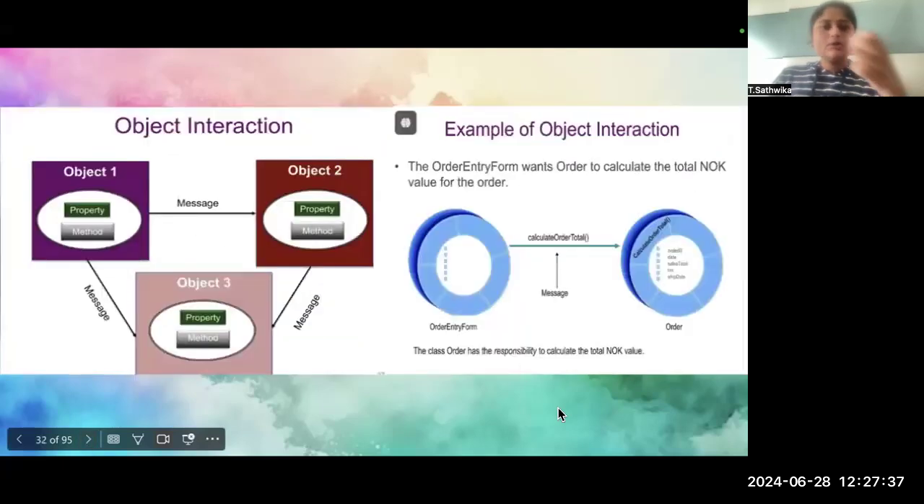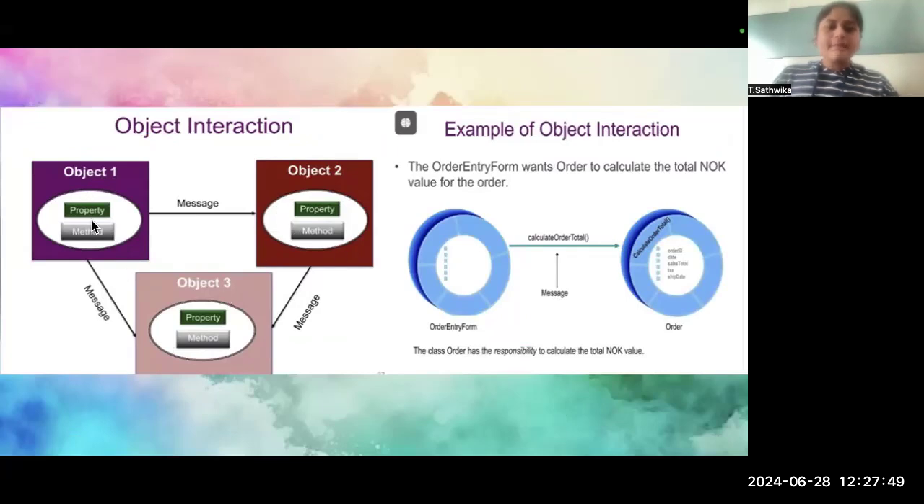Let's look at this example. Object one has its own property or method. Object two and object three also have their own properties or methods. A message is passed from object one to object two, then from object two to object three, and finally from object three back to object one. So this is a cyclic process. It goes on repeating.